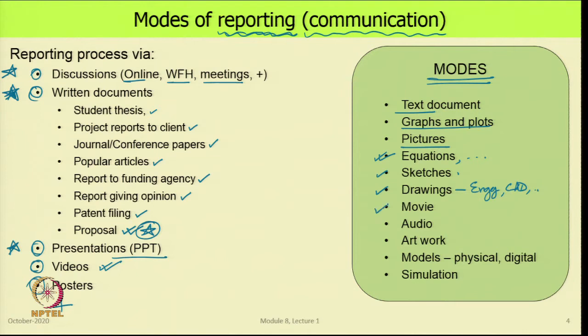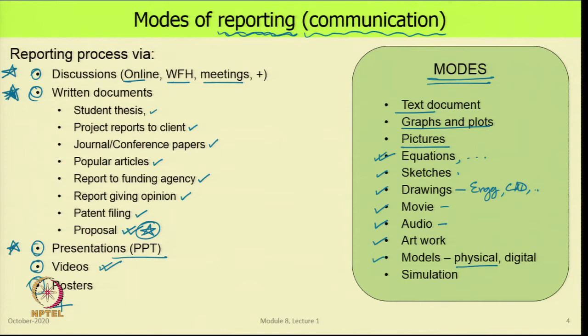Then there could be a movie, which is what we are saying, this could be a video format, or it could be just audio. For example, if you are communicating about the sounds produced by something or a commentary about something, you get the audio form. Then there is artwork. So, this could be like painting, sketching and model making, things like that, and that is what is coming also up in the next item, which is models, which could be physical models.